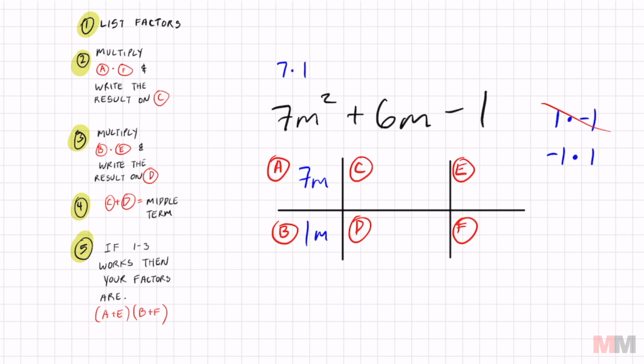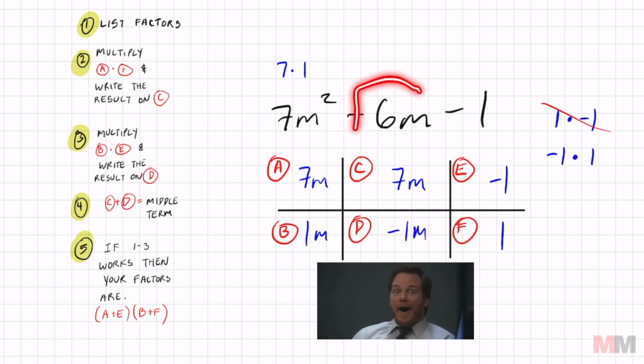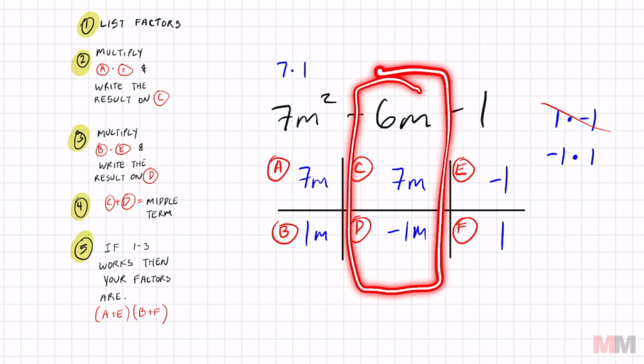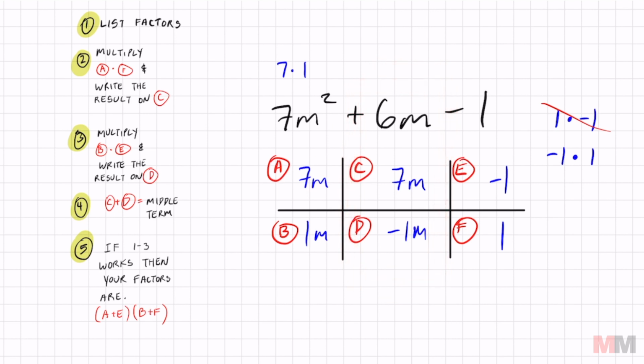Let's try the other combination. We don't want to erase that one. That's fine, because that's the only combination that works. And then this is my last resort. Negative 1 and 1. Let's write those numbers right here. Rerun it. We listed the factors. Number 2, multiply A and F. 7m times 1 is 7m. And doing the same for step number 3, B and E. Multiply those. 1m times negative 1 is negative 1m, and you can kind of see that that will give me 6m, because 7m minus 1m, it checks out.